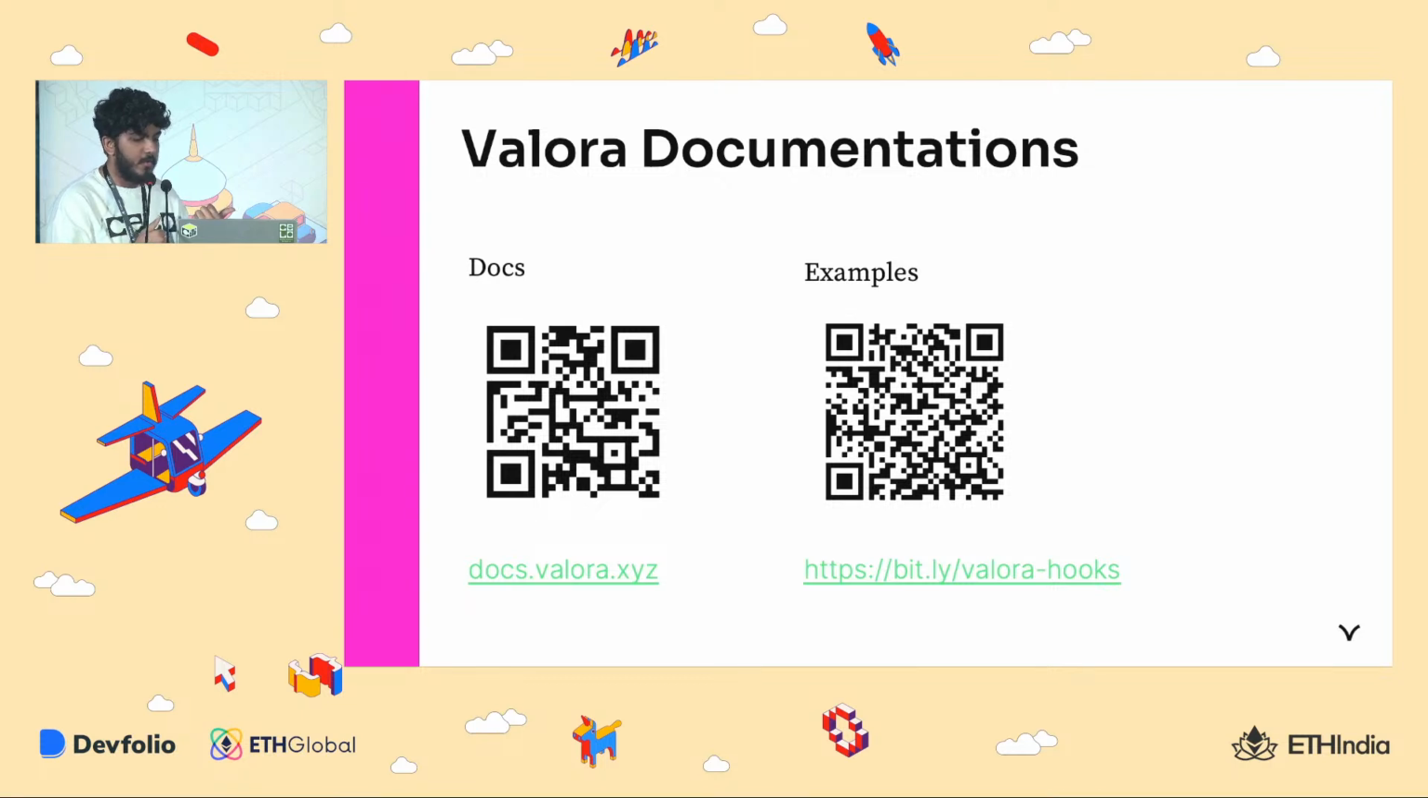These are QR codes for docs. The left one is for docs, and the right one is examples on the existing hooks inside Valora. So you can just go there, copy the code, paste it, edit it, and do your thing, right?